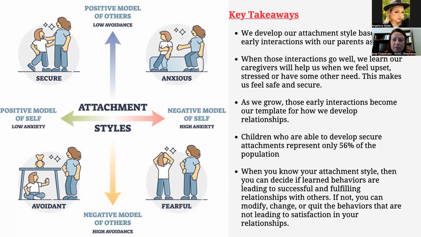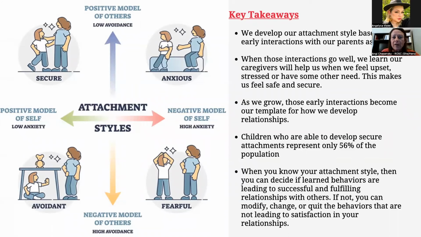Some key takeaways from this presentation. We develop our attachment style based on our early interactions with our parents. So for instance, let's take a look at this image on the left-hand side. Positive model of others versus, all the way down, negative model of others. The first image on the left is positive model of self. When you have both of these on the Y and X axis, you're going to have a secure attachment, as depicted in that first image on the left.